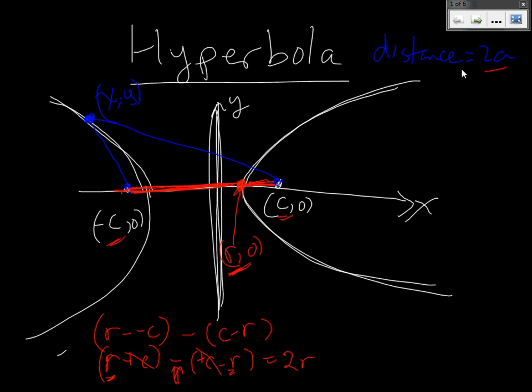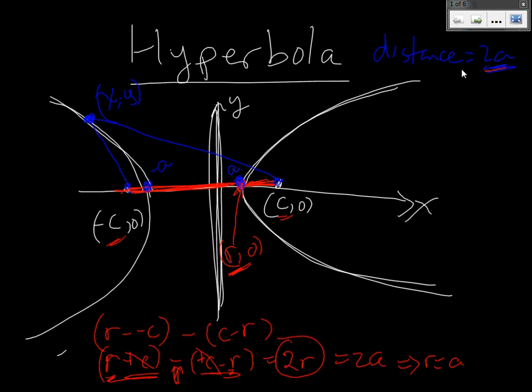Oh, but 2r, whatever we got, that difference is supposed to be 2a. That means r is a. That is, this point right here, the x value is a. And by symmetry, the x value right there is at negative a. Hence, the distance 2a.